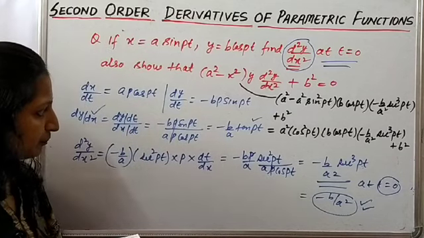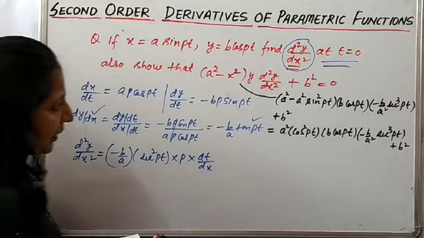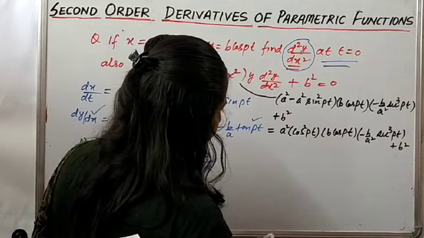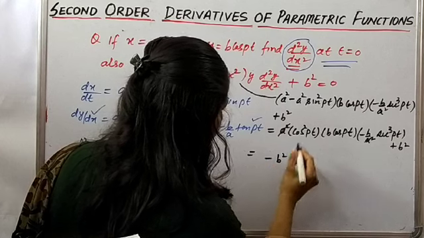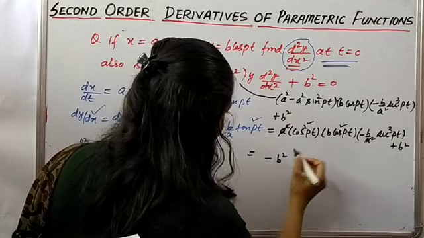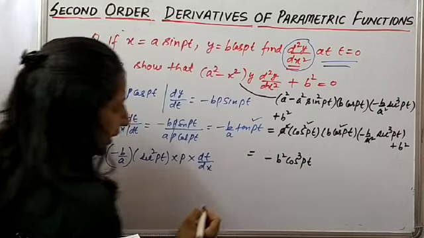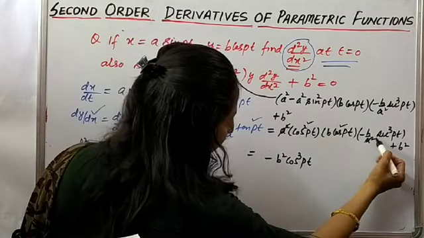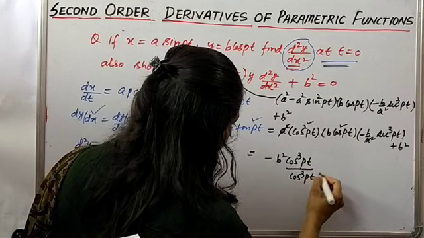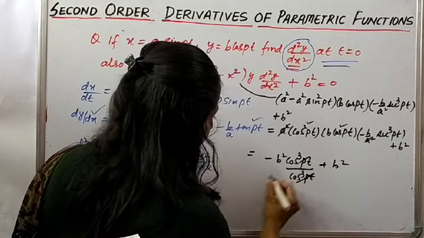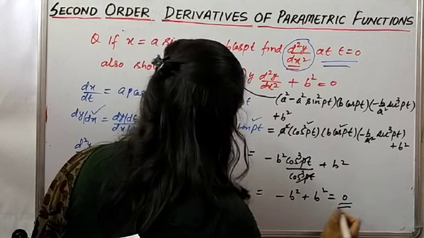Okay. Now, next, from here it will be, yes, minus b square. Now it will be cos cube pt, and this is secant cube pt. So we can write it as 1 upon cos cube pt, plus b square. So you can see our left hand side is equal to 0.